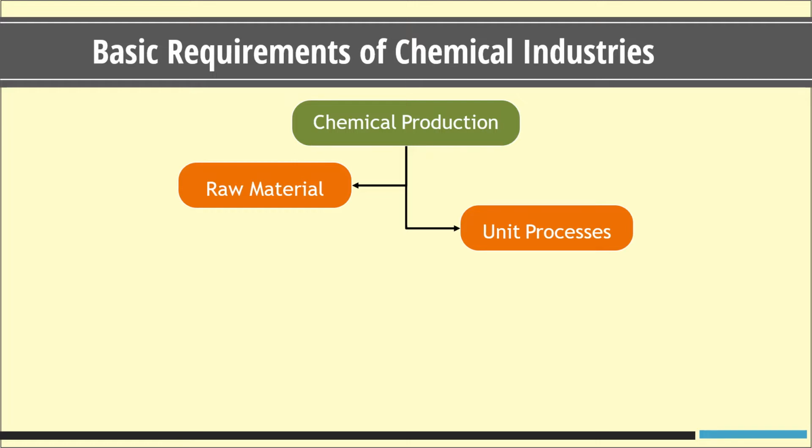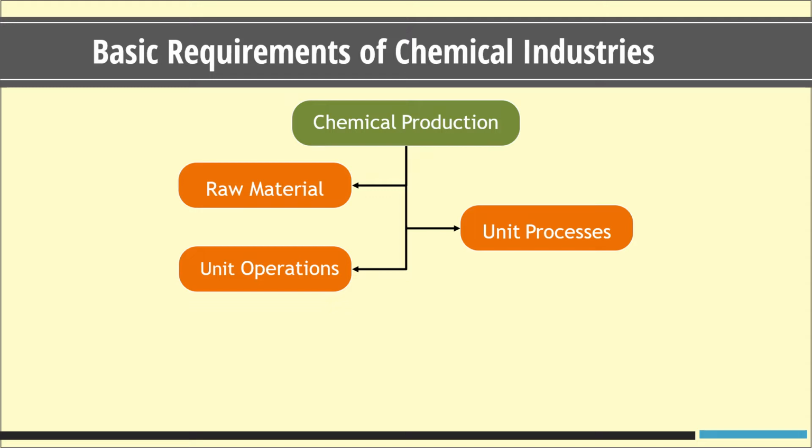In the chemical reactor, the chemical treatment is given to the raw material. So that is done in the unit processes. Suppose we are taking chemical A and reacting with chemical B, it will give rise to the product P. Some chemical reaction will take place. That chemical reaction is called the unit process.